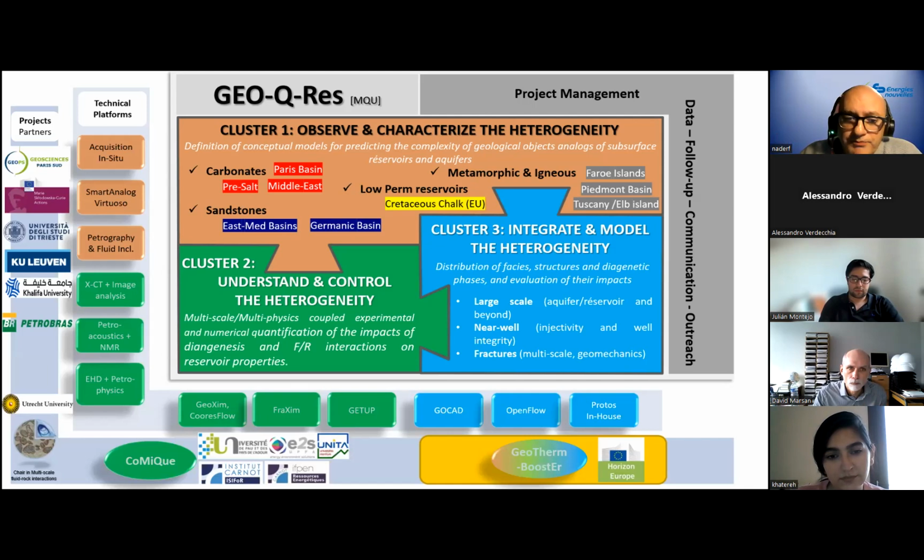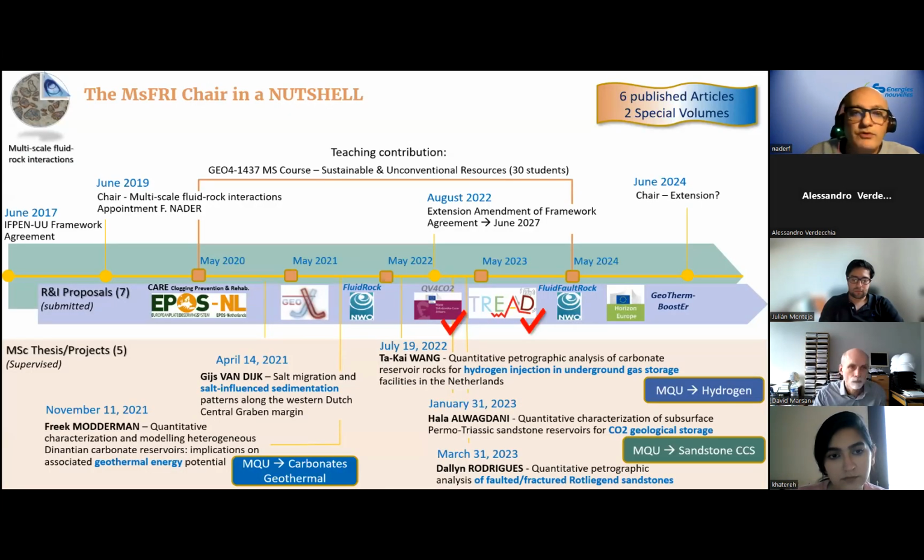And we have project partners on the different cases, and one of them that is a very important one is related to my chair in Utrecht University. In this chair, I'm able to go into the project proposals, many research projects, and also to follow master students and PhD students with many applications like hydrogen, sandstone for CCS, for CO2 storage, and carbonate and geothermal.